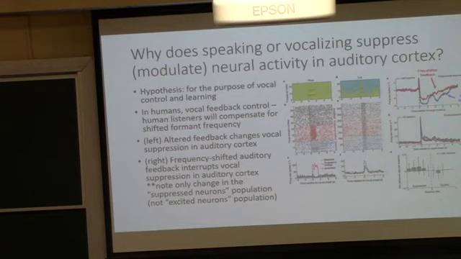So why exactly does speaking or vocalizing suppress or modulate neural activity in the auditory cortex? The hypothesis that he poses is that it's for the purpose of vocal control and learning, and in humans, vocal feedback control, the humans will actually compensate for this. So this is an experiment that he talks about. Humans are told to vocalize something or speak, and they're told to whisper as well. This is also important because when you whisper, you don't have the movement of your bones as much, so they're trying to eliminate that factor and control the experiment a little bit more.